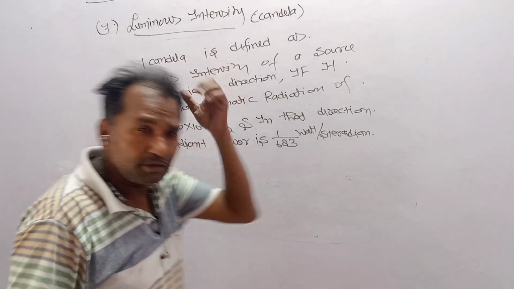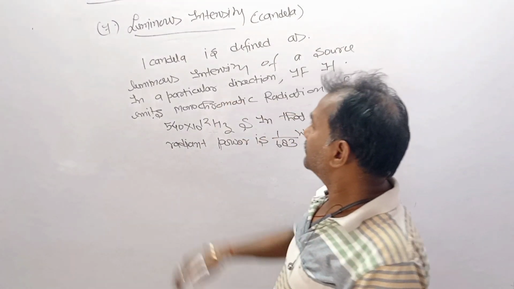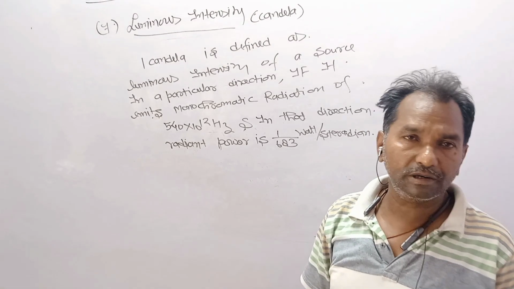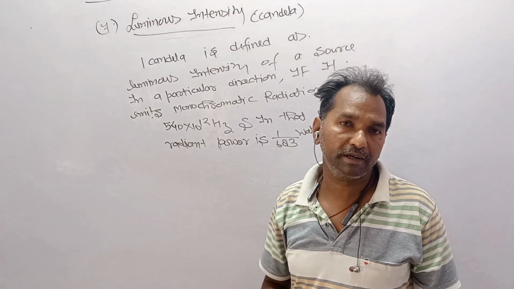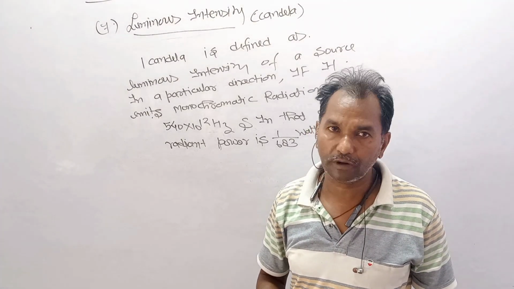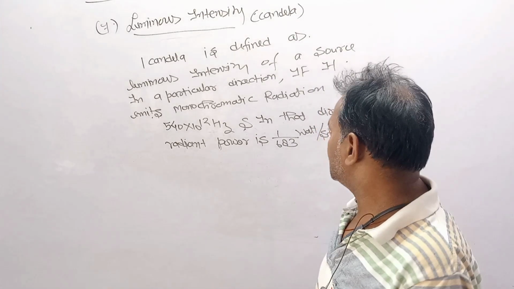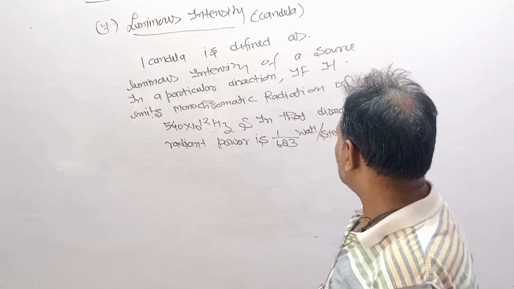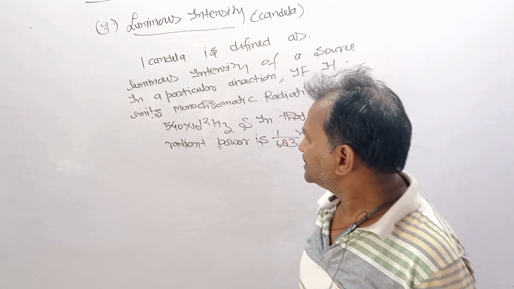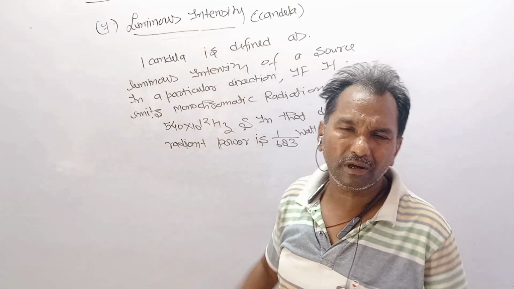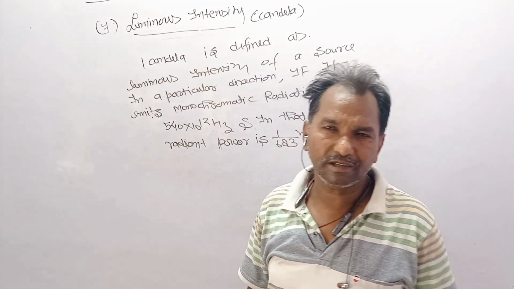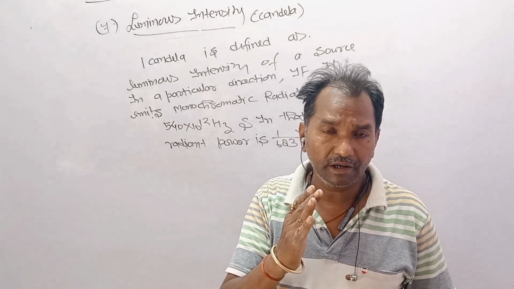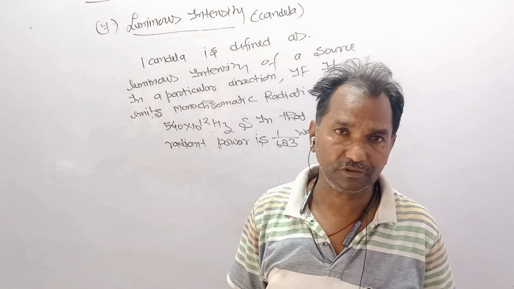Dear student, this is the way you can define the one candela. One candela is defined as the luminous intensity of a source in a particular direction if it emits monochromatic radiation of 514 into 10 to the power 12 hertz, and in that particular direction the radiant power of the source is 1/683 watt per steradian. Dear students, nothing more you have to know about luminous intensity at this stage. At a glance you can say that luminous intensity represents the brightness of a source.